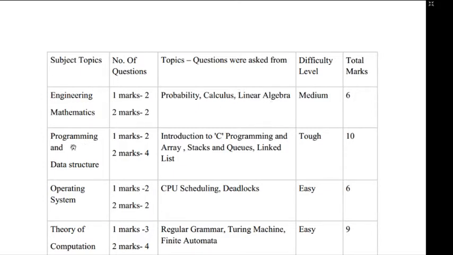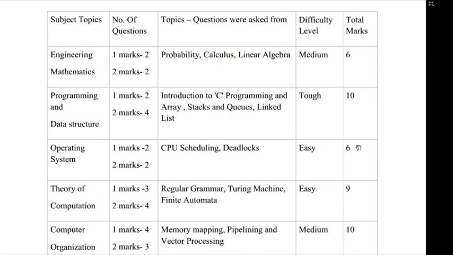Secondly, programming and data structures, 2 1-mark questions and 4 2-mark questions have been asked. Introduction to C programming, array, stacks and queues, and linked list are the topics from where the questions were asked, which is relatively tougher than other questions. Probably 10 marks have been asked in this topic.